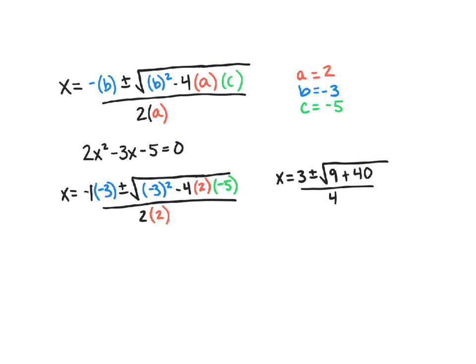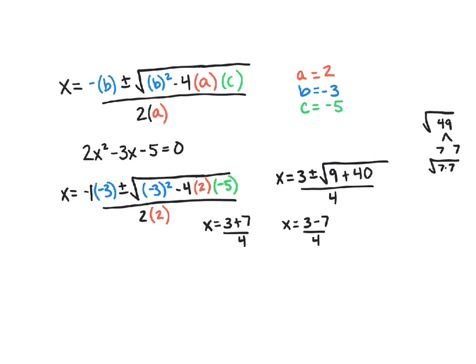Now I skipped this part last time, but let's look at what we have underneath our radical. 40 plus 9 gives us 49. If we do our factor tree, 49 is 7 times 7. So we can write it as 7 times 7, and we have 2 7s, so it can just come out as 7. So we have x equals 3 plus 7 divided by 4, and x equals 3 minus 7 divided by 4.